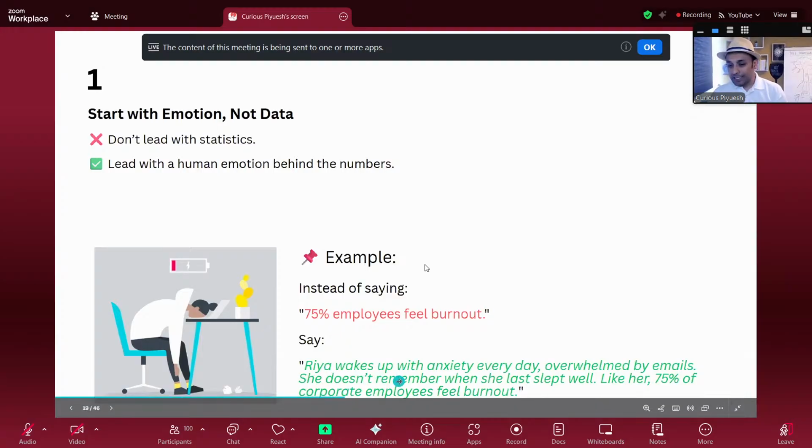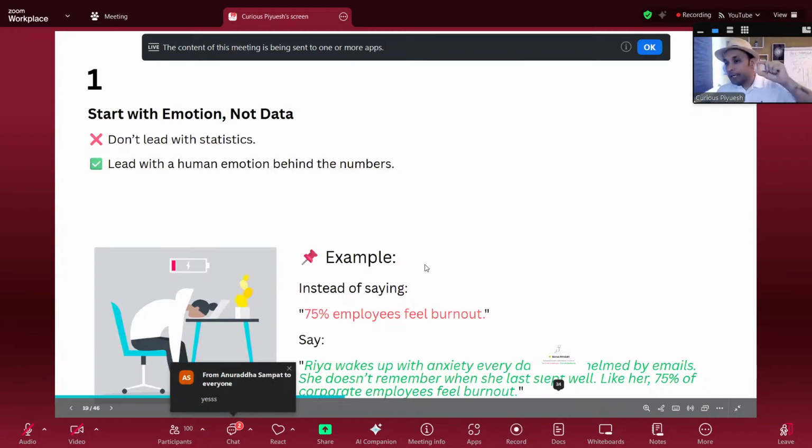Ria wakes up with anxiety every day, overwhelmed by emails. She doesn't remember when she last slept well. Like her, 75% of corporate employees feel burnout. Are you able to see the difference between how the same data is written in a storytelling format? Yes, that's the formula. Don't imagine the data first. Imagine how this data will affect someone, or is affecting someone.